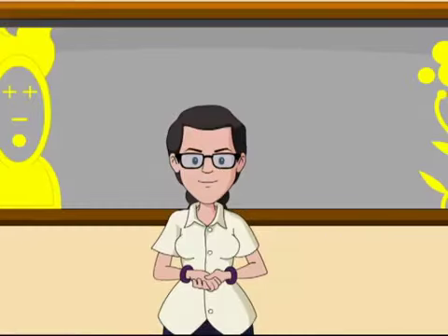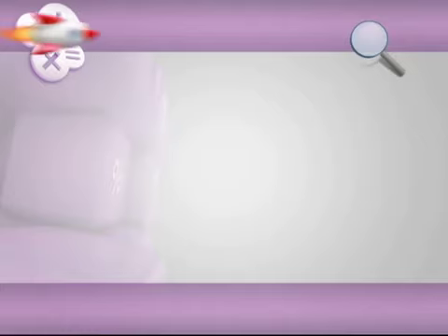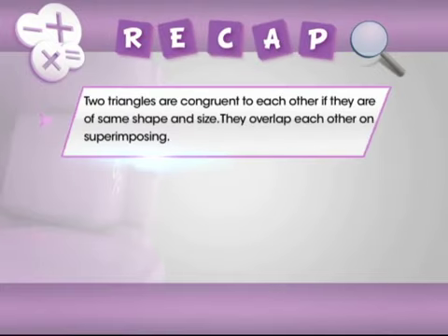Alright friends, it's now time for us to watch a quick recap of today's session. So, let's hit the replay button and revise our concepts about congruence criteria of triangles. In this module, we have learnt that two triangles are congruent to each other if they are of the same shape and size.